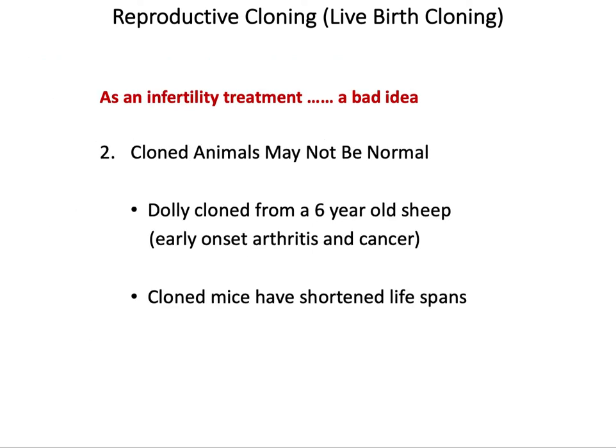There's also some evidence that cloned animals may not be normal. So Dolly was cloned from a 6-year-old sheep, and what was interesting about Dolly is that she died early, and she had early onset of arthritis and cancer. So it's almost as if Dolly was older than her actual biological age. And that's actually kind of interesting, and it suggests that cloned animals may not be normal. Also, it has been observed that cloned mice have shortened lifespan compared to their non-cloned counterparts.